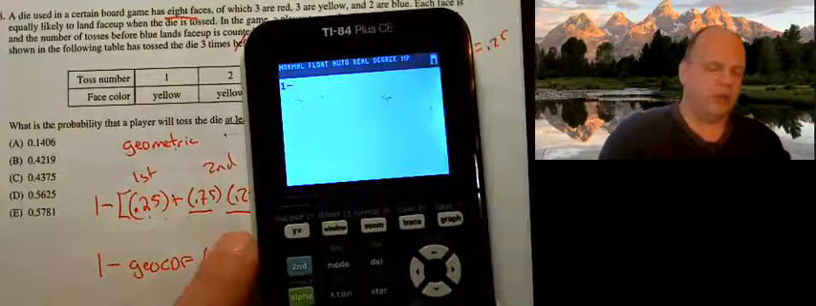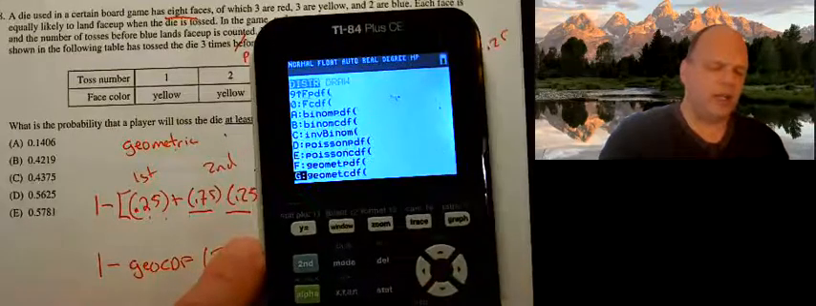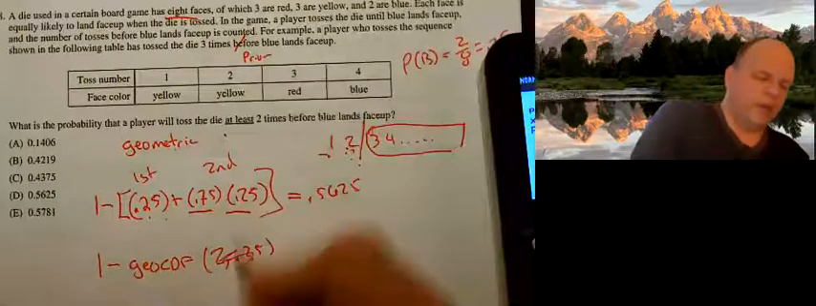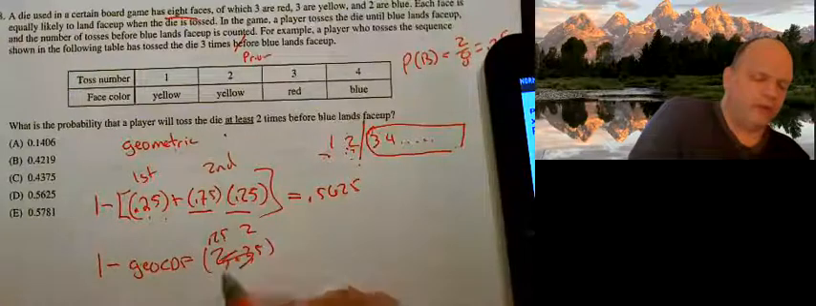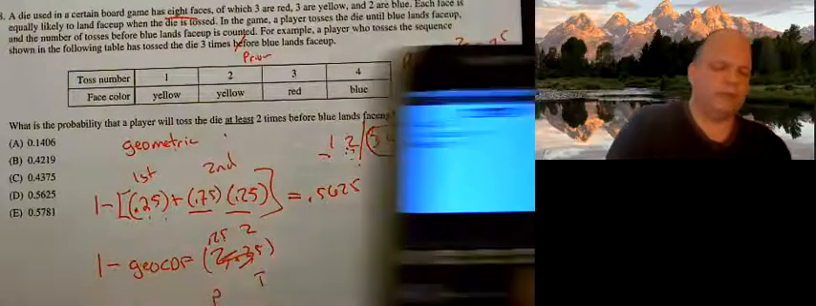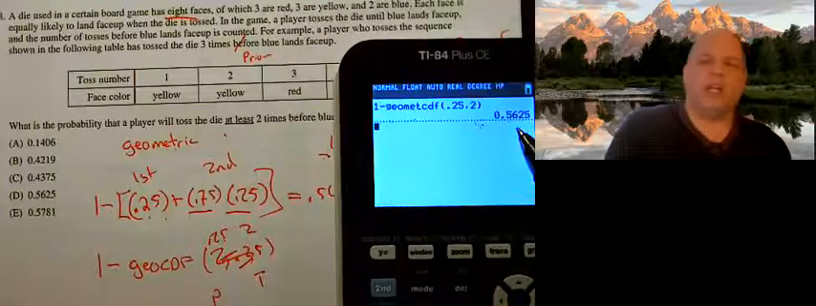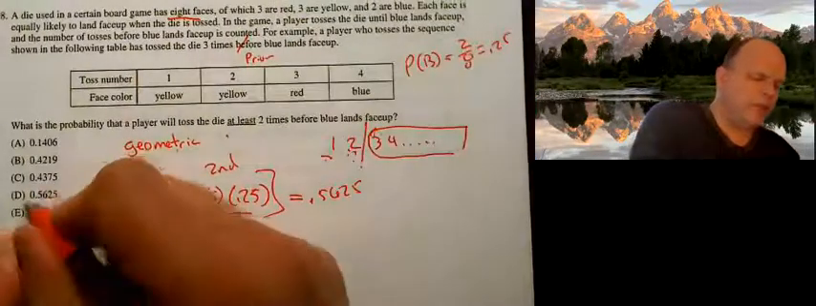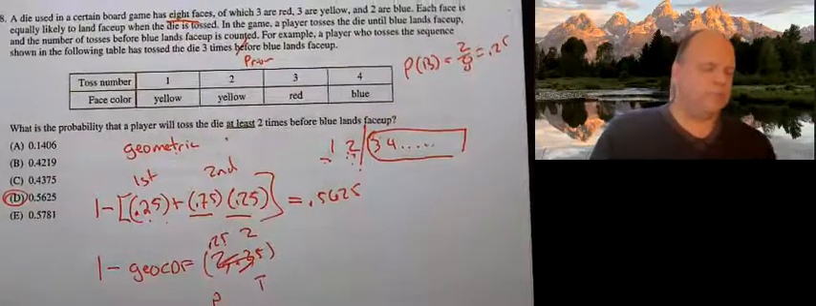1 minus second vars, geometric, CDF, probability, oh, I swapped the order. This should be 0.25. This should be 2. So 0.25 is my probability. This is my number of trials. And once again, I get 0.5625. Either one of those works. In my opinion, this is a more difficult problem. This is not an easy problem. All right.